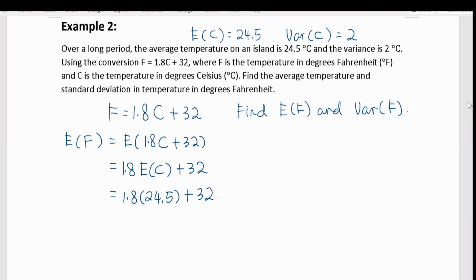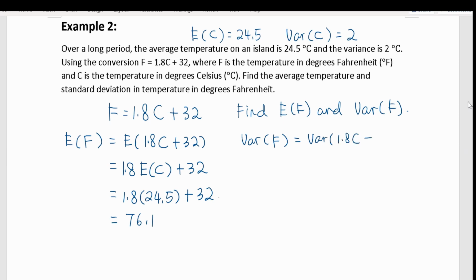So using the calculator, we find the mean of F is 76.1 degrees Fahrenheit. That is the average temperature in degrees Fahrenheit. Then we try to find the variance. You need to see that we are not able to find the standard deviation directly. So using the formula of the variance, it will be like this.